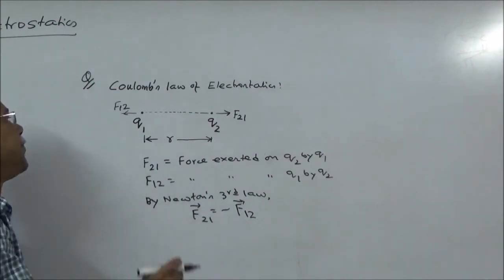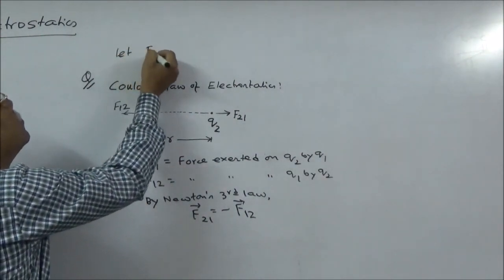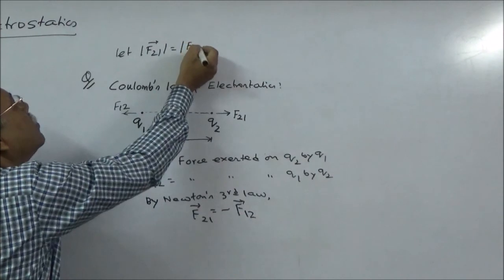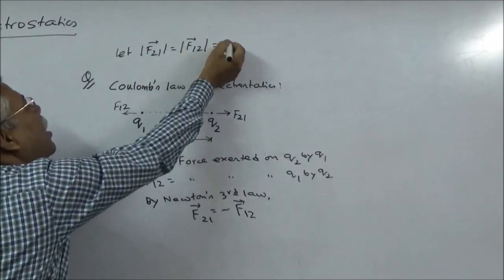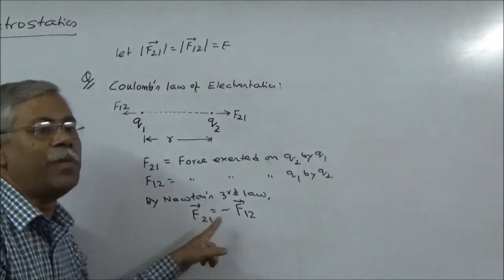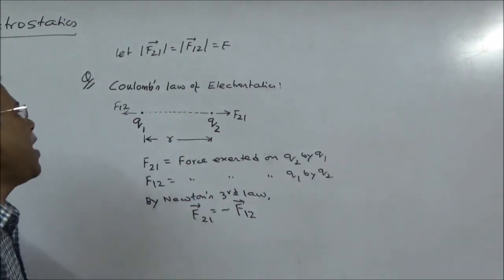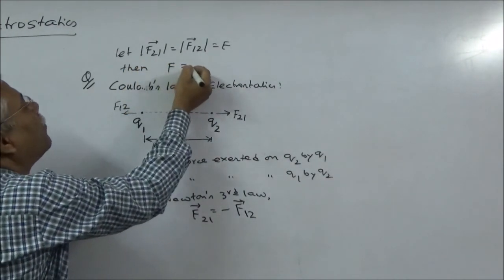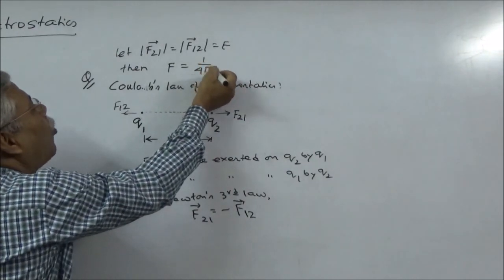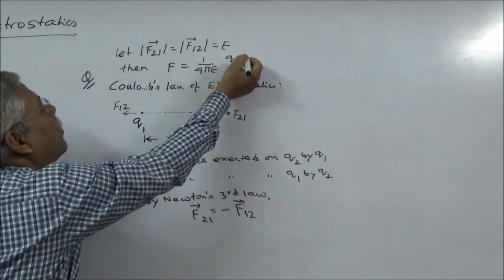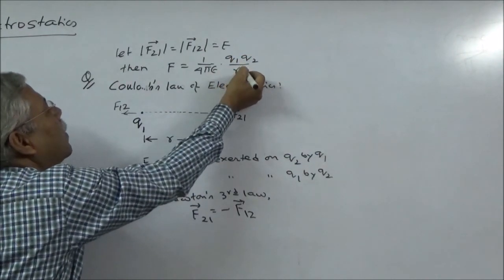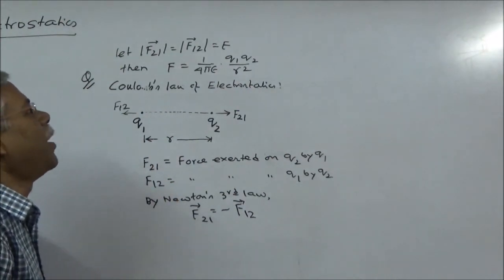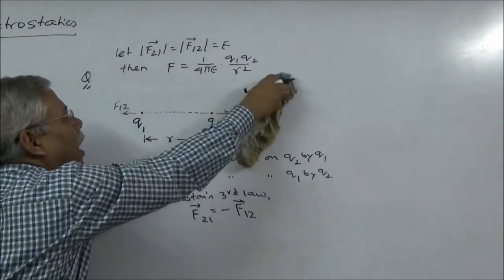Let the magnitude of F21 equal the magnitude of F12 equal F. Then F equals 1 by 4 pi epsilon into Q1 Q2 by r square. F equals 1 by 4 pi epsilon into Q1 Q2 by r square.